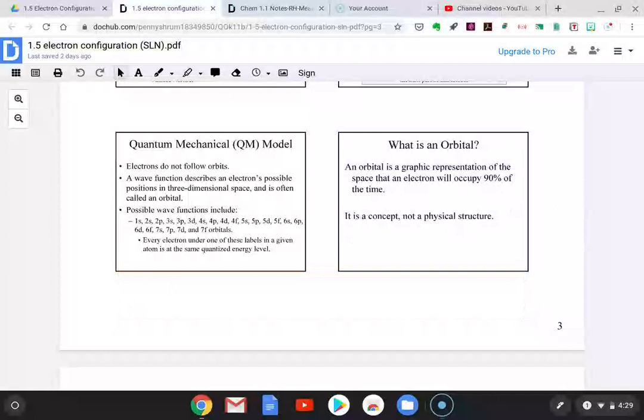And in the quantum mechanical model, it's a little bit different. Electrons do not follow orbits, so they don't follow these nice circular paths around the nucleus. A wave function actually describes an electron's possible positions in three-dimensional space, and it's often called an orbital. So instead of a shell, we refer to them as orbitals. And again, it's a wave function. It's an equation that describes a wave and the probability of finding an electron in a given area.